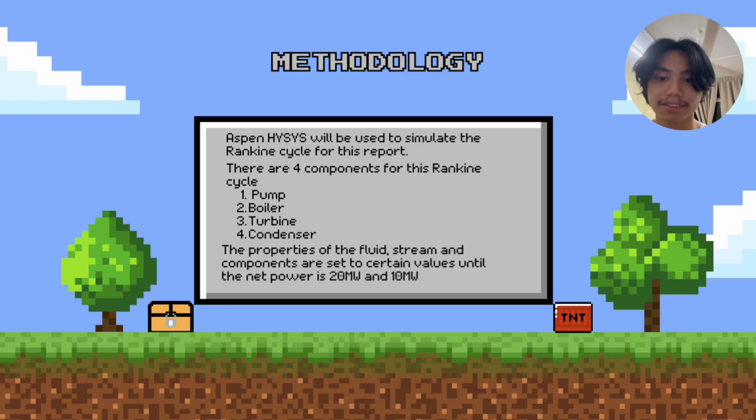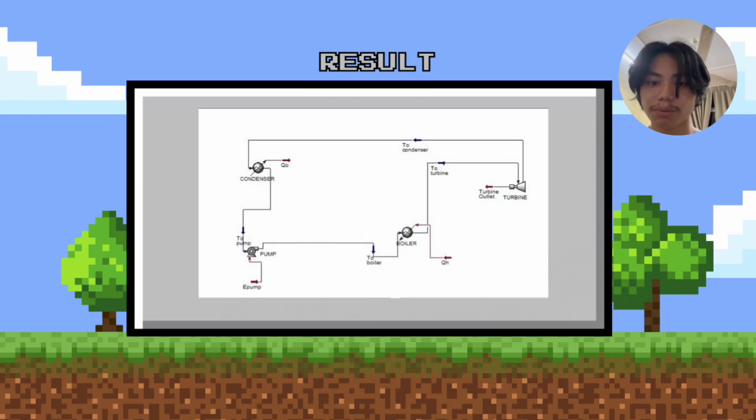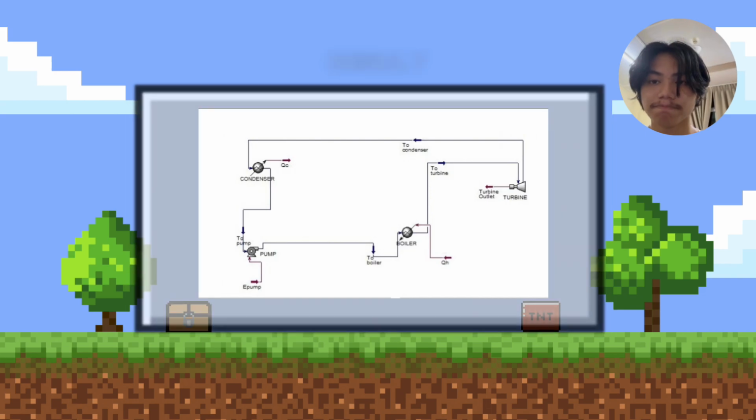For this Rankine cycle, we'll be using Aspen Hysys to simulate the entire process. There are four main components for this cycle, which are the pump, the boiler, the turbine, and the condenser. And then the properties of the fluid, stream, and components are set to a certain value until the net power reaches 20 megawatts and until it reduces to 10 megawatts. So this is the Rankine cycle simulated within Aspen Hysys.